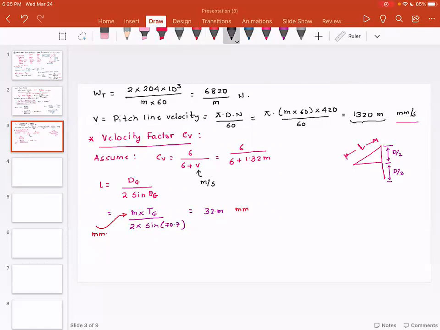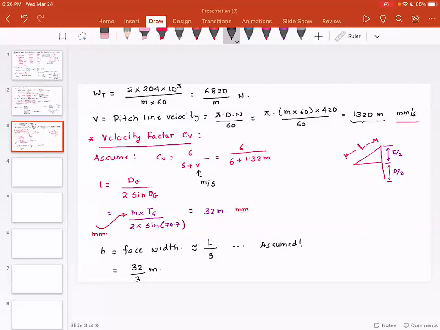Now face width B is equal to face width. And please understand, the value of face width is needed to solve the problem. So we are going to assume face width is equal to the cone length divided by 3. This is assumed. And with that, B is equal to 32 divided by 3m.